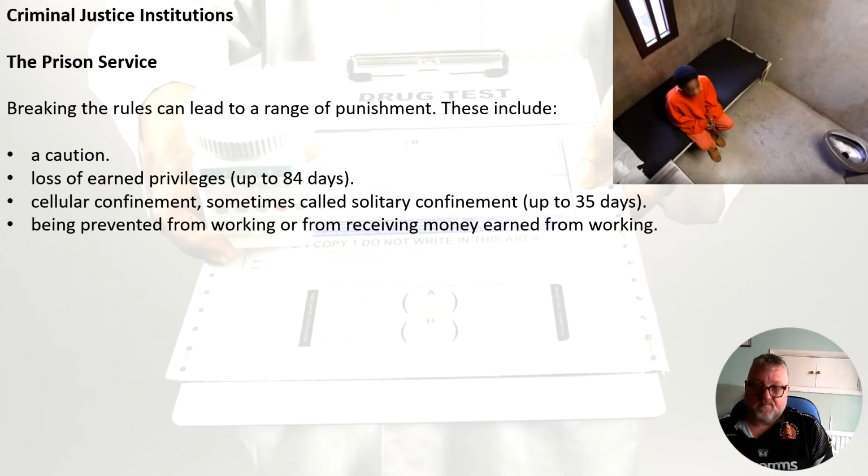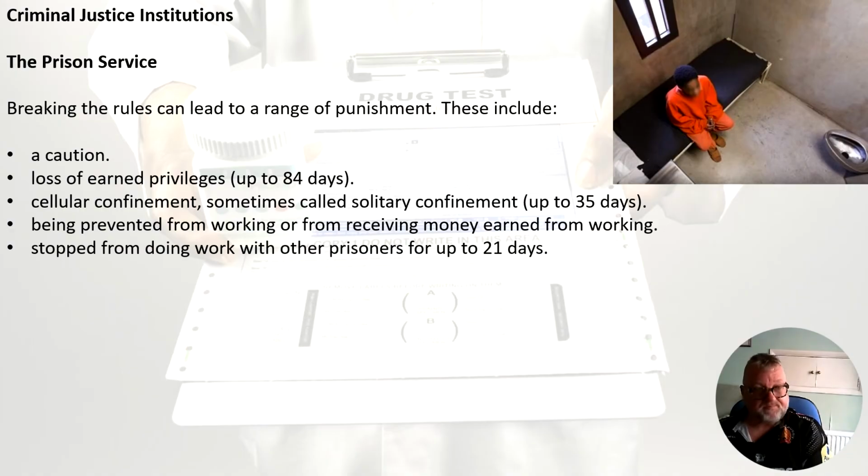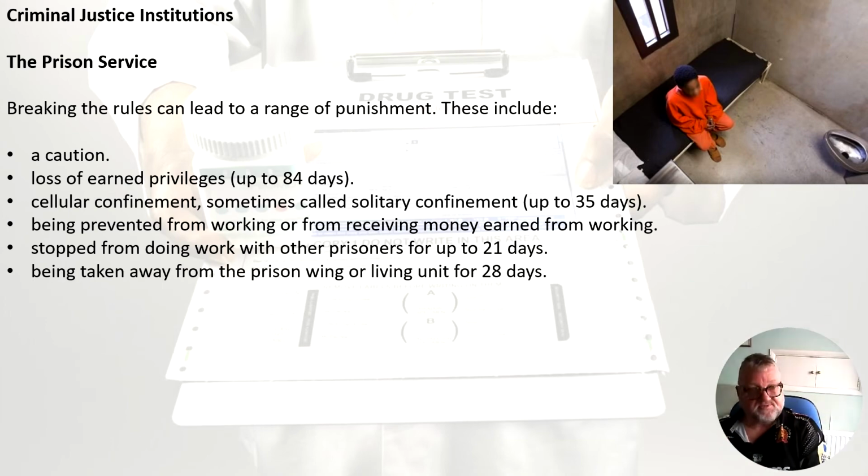They can be stopped from working or from receiving money earned from working. They can be stopped from doing work with other prisoners for up to 21 days. They can't work with other prisoners. They can be taken away from the prison wing or living unit for 28 days.